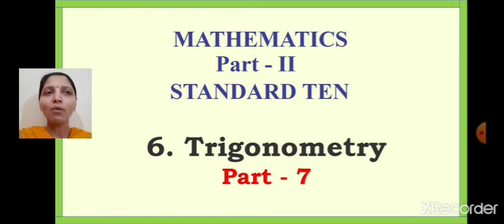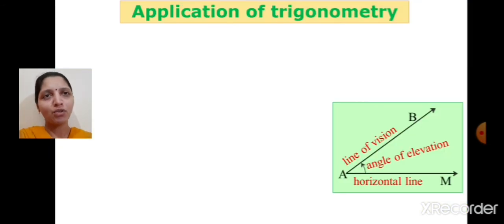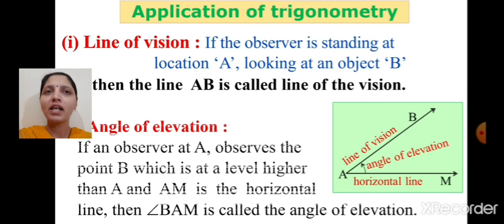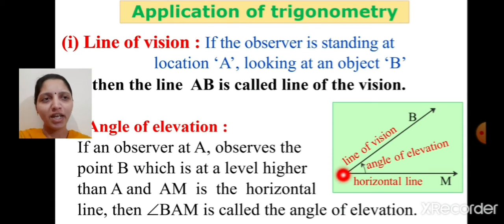Okay. Now how to use these trigonometric ratios? There you have to understand three important concepts. First concept is line of vision. Now what is line of vision? If the observer is standing at position A and is looking at an object at position B, then if you join a line between these two points, that line is called the line of vision. So here line AB is called the line of vision.